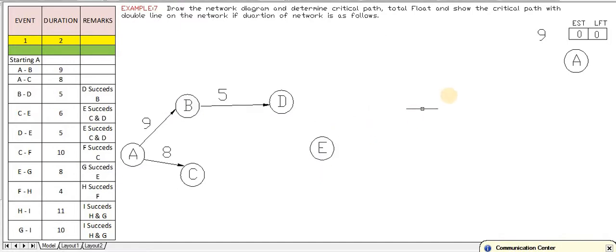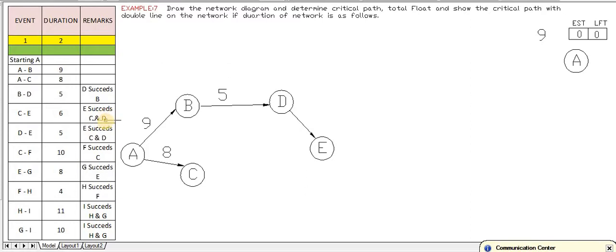So while drawing the network diagrams, we have to see the next lines also. We have to read the next line also because they are interlinked with each other. In this network diagram, every activity has been interlinked with each other. So here we have to read the next sentence simultaneously also. So here C to E has been 6. We will write down 6 here also.